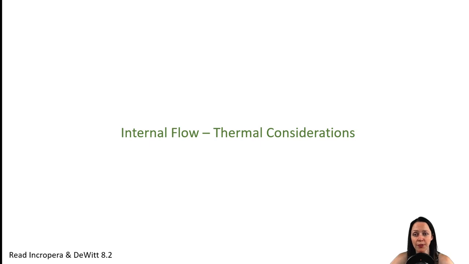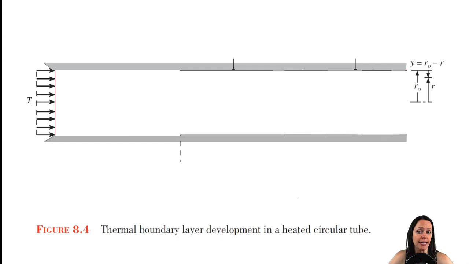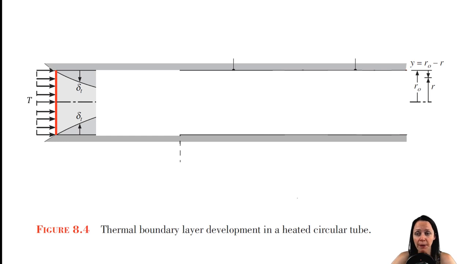In this video we're going to talk about the thermal considerations of internal flow. So here we have a pipe entering at some uniform temperature T, and if the pipe is at a different temperature Ts than the incoming fluid, a thermal boundary layer forms as the fluid enters the pipe. Note that we're looking at the situation where the pipe surface is hotter than the fluid.